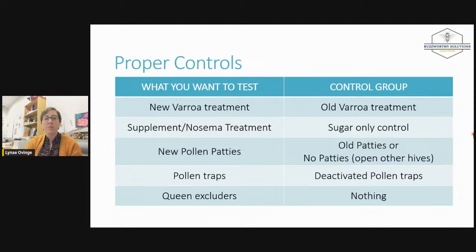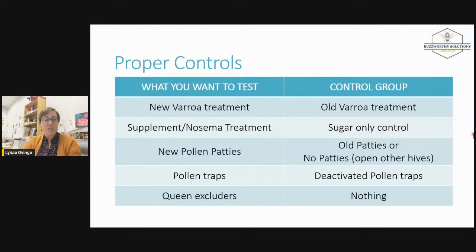You want to test new pollen patties, your control group is your old patties, or maybe you never used to use patties before. So your control group's no patties, but then you want to open the other hives because we often are putting patties on March 15th when it's 4 degrees out and we can chill hives. So you might as well flip some lids and simulate it, right? If you want to test pollen traps, your control group would be deactivated pollen traps because pollen traps fundamentally change how bees go into a beehive.